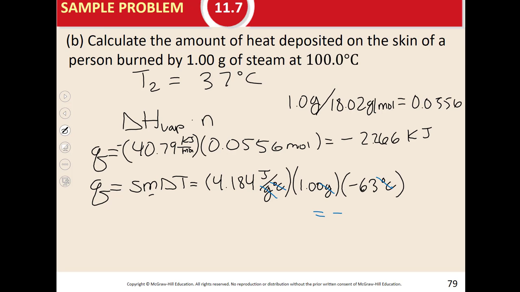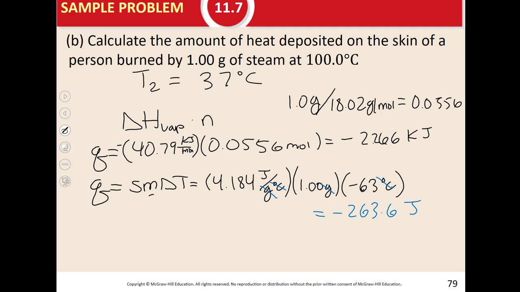I'm getting negative 263.6, and we're left in joules. So the total amount of heat deposited on that person's skin is going to be the sum of these two. What do we need to do, though, before we add them together? Good. We need to put 263 in kilojoules because you can't add things that are in different units.